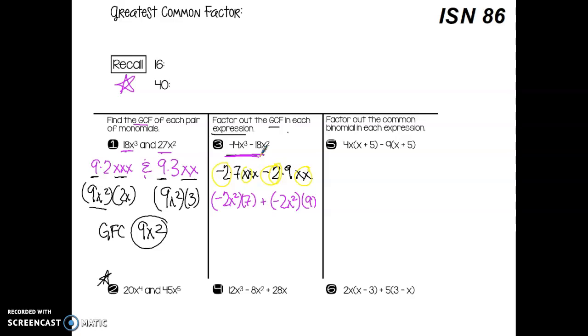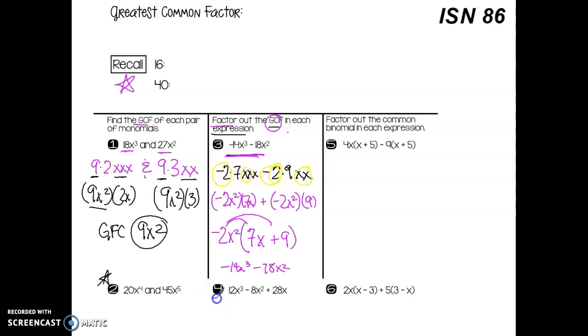The greatest common factor, to factor that out, I am going to say that negative 2x squared must have been multiplied by 7x plus 9. Oh, look, if I distribute that out, I get negative 14x cubed minus 18x squared. So I just went backwards from the distributive property. But I first had to find the greatest common factor.